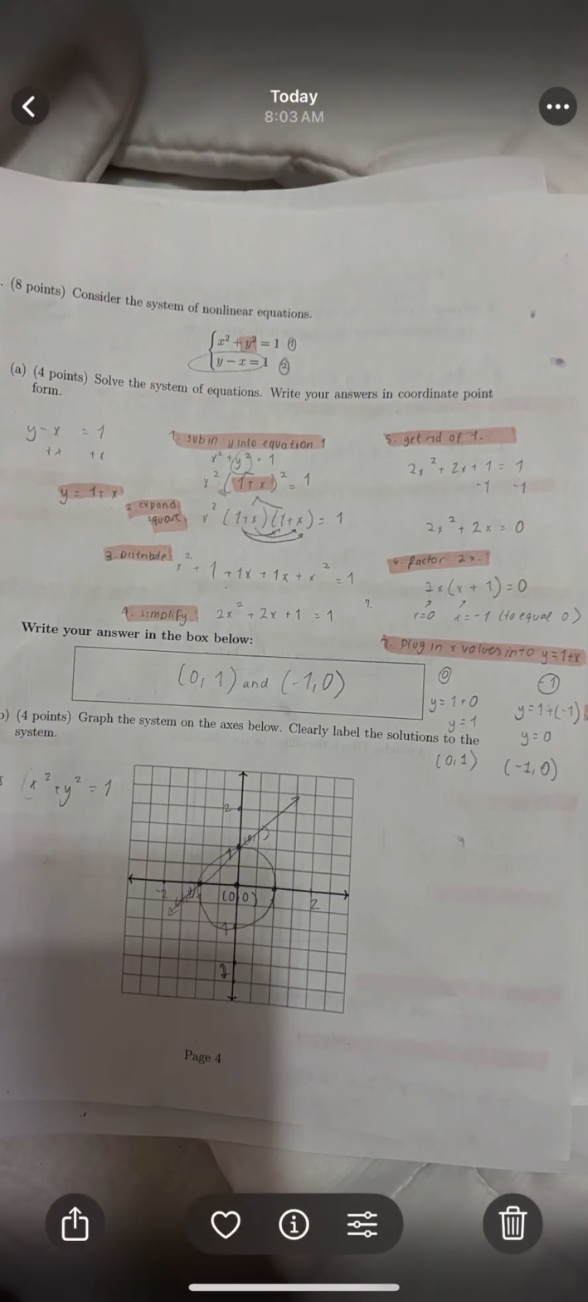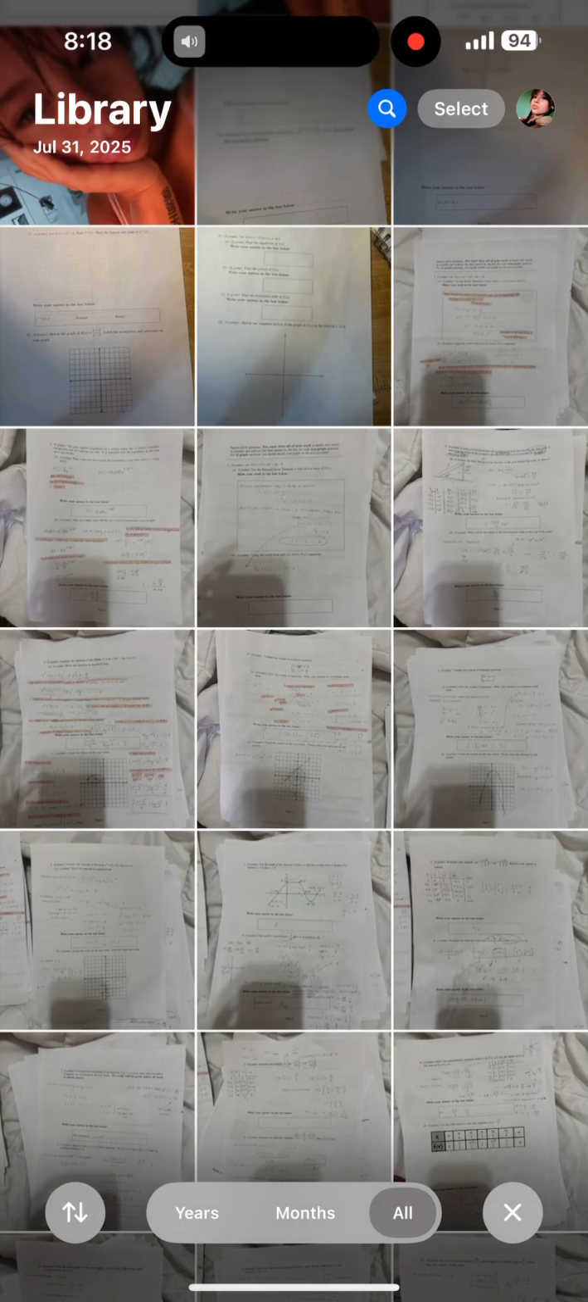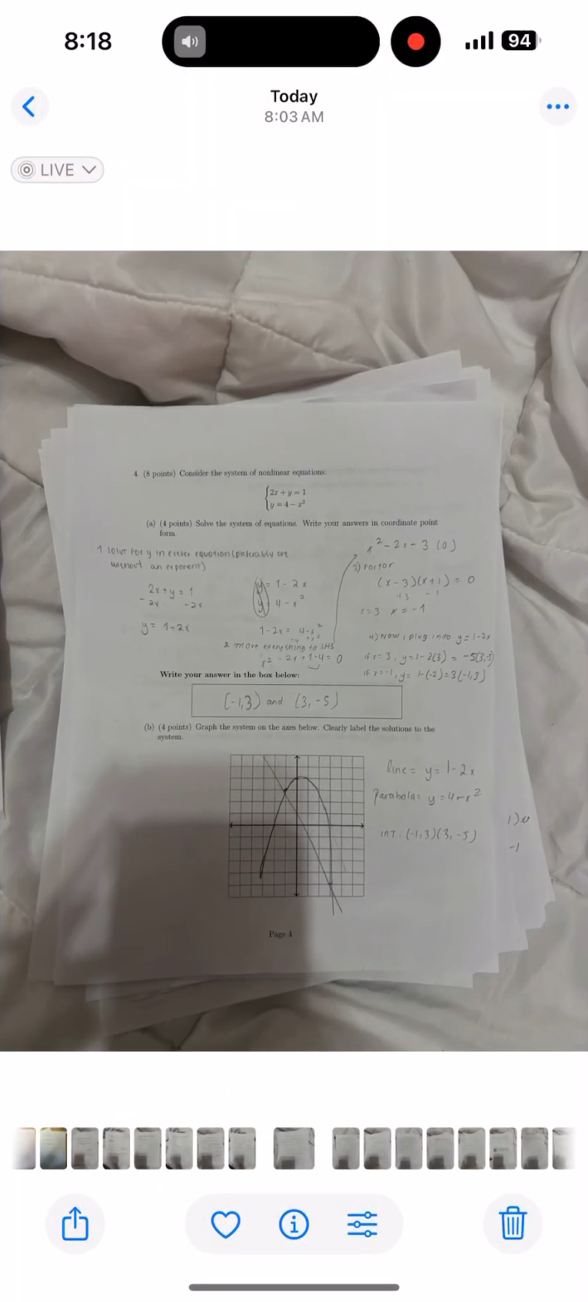We expand the square. We distribute. We simplify. We get rid of y. We factor 2x. We plug in x values into the first equation, which is y equals 1 plus x. So another example is 2x plus y equals 1, and we have y equals 4 minus x squared.